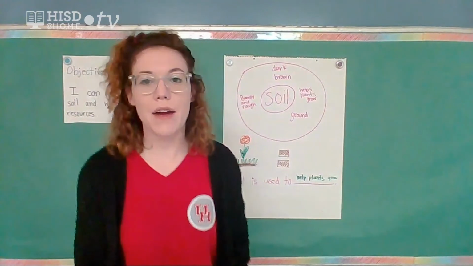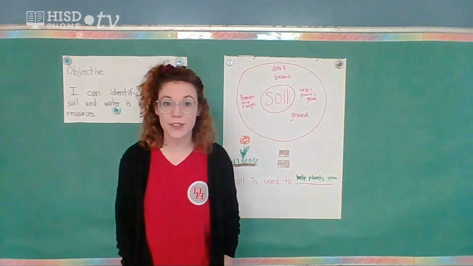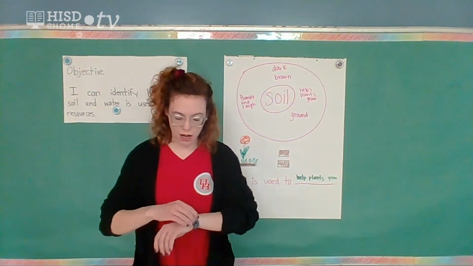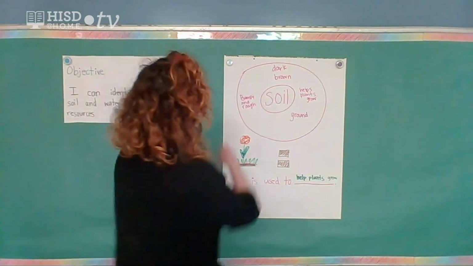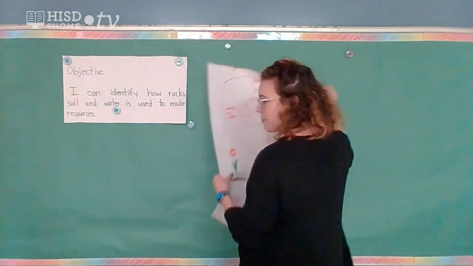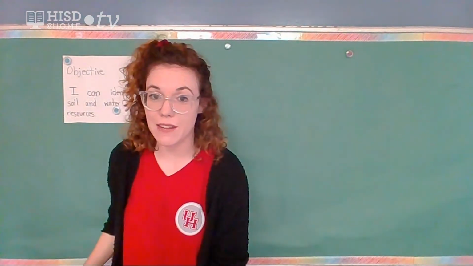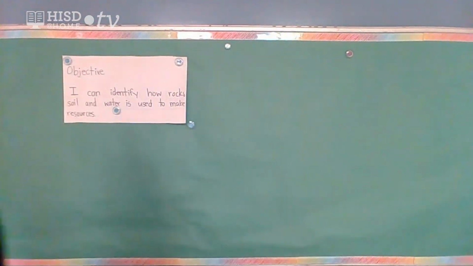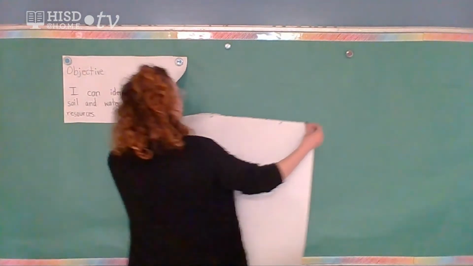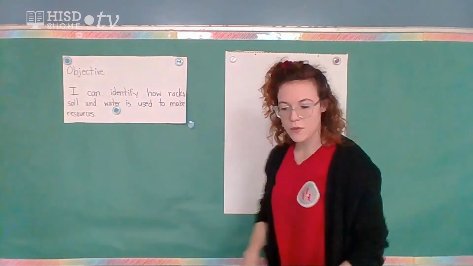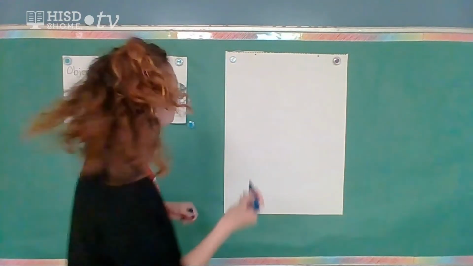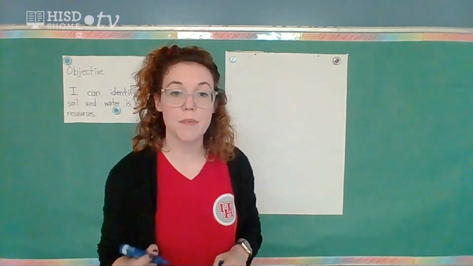All right, so now we know more about soil. Now we're going to talk about our last natural resource for today. Let me turn to a new page. This time we don't have to go outside for this one because we already know what it is. Our next one we're going to write about is water. So let's make that big circle and that small circle.